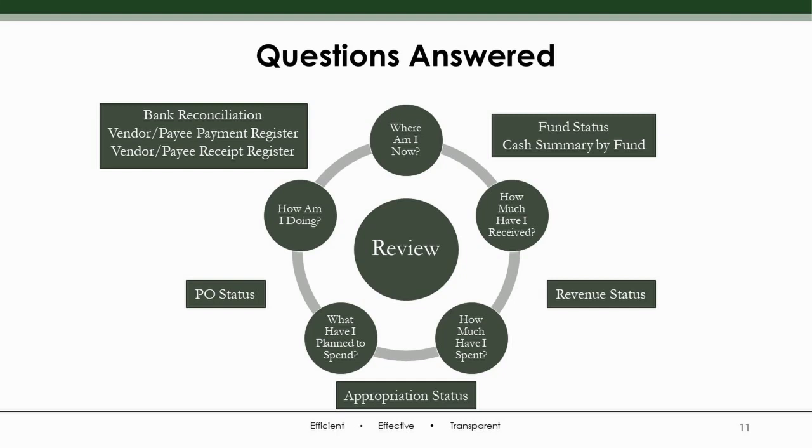context to the what have I planned disposition, and also to provide context to the how am I doing position through the bank reconciliation and the payment and receipt register, such as how much have I received can be used with the fund status and cash summary by fund report in comparison and conjunction with the revenue status report to also provide context to each other. So the positions, as indicated by the diagram, it's important to note that we will often use the reports together to provide context and to provide a fuller picture into our position.